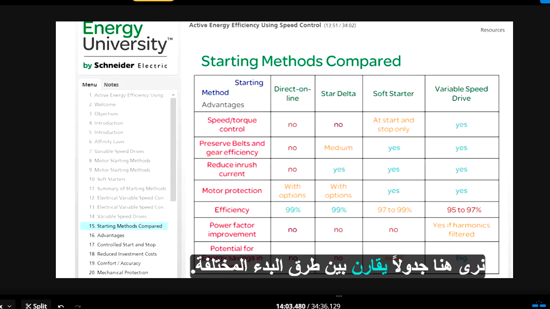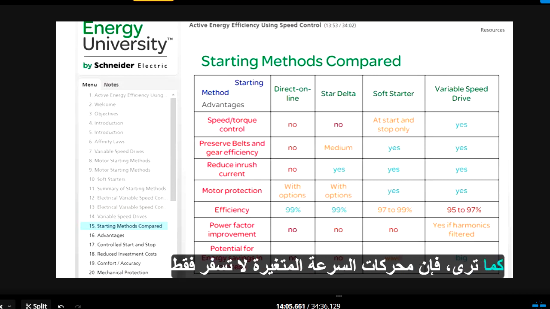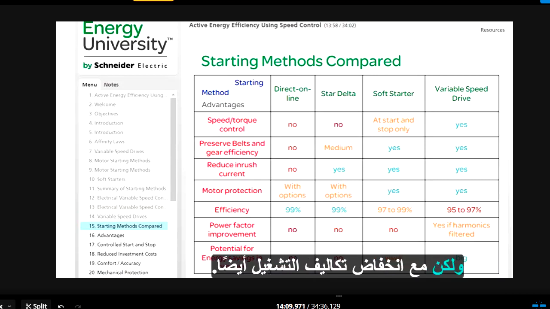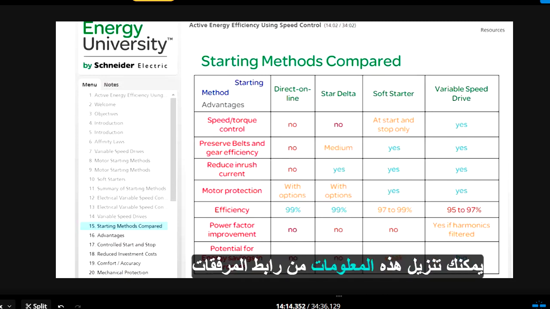Here we see a table comparing different starting methods. As you can see, variable speed drives not only yield better performance, but have lower operating costs as well. You may download this information from the attachments link and downloading the document called Starting Methods Compared.